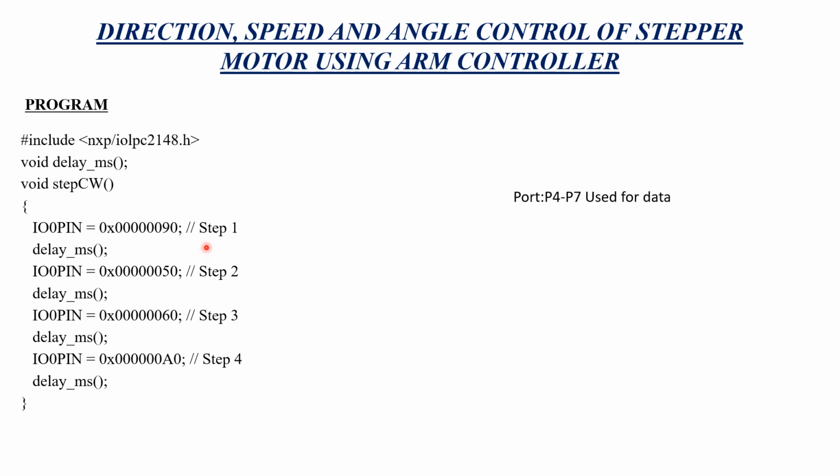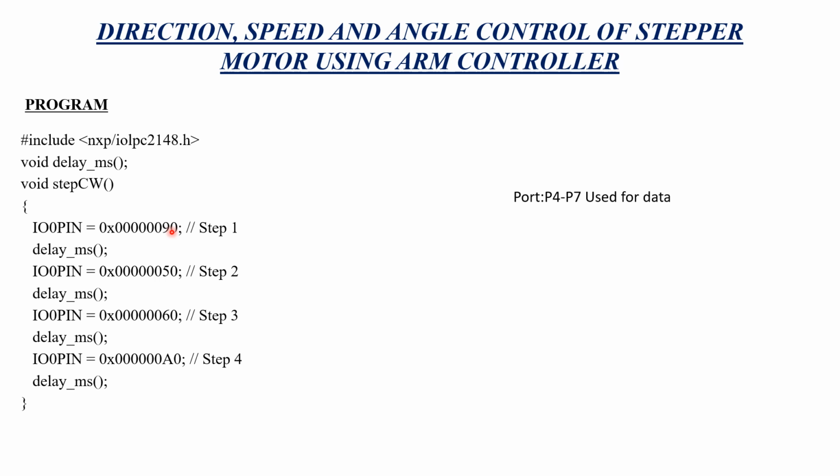Here you can see the data which I've used for rotating the motor in the clockwise direction is 9, 5, 6, A. If you want to reverse the sequence to A, 6, 5, 9, the motor will rotate in the counterclockwise direction. So first, what we need to understand in this particular loop is the port pin.